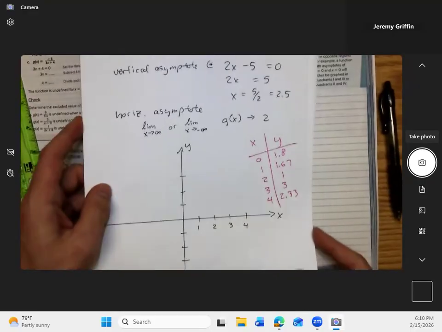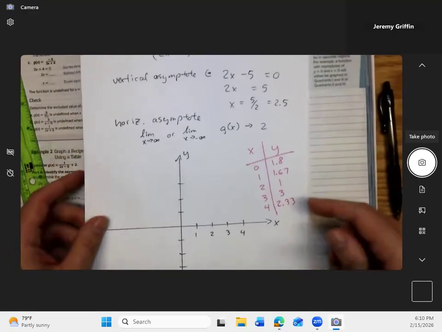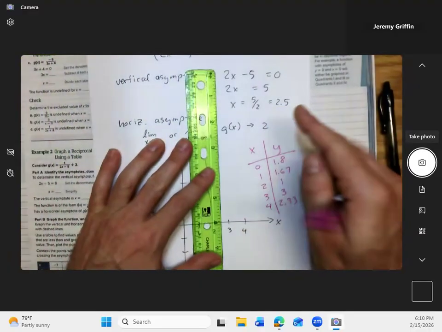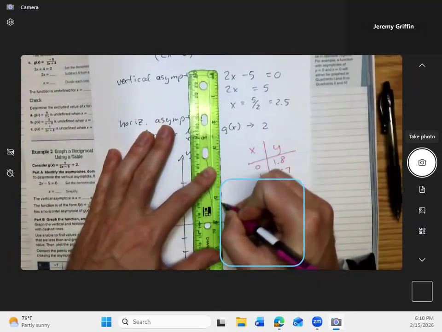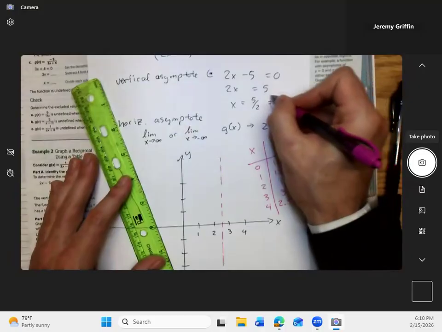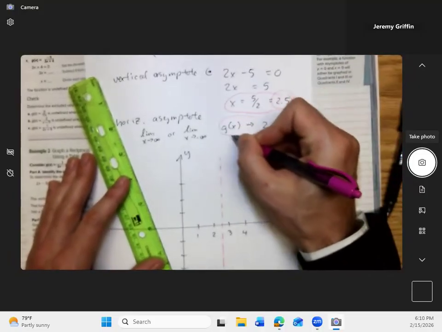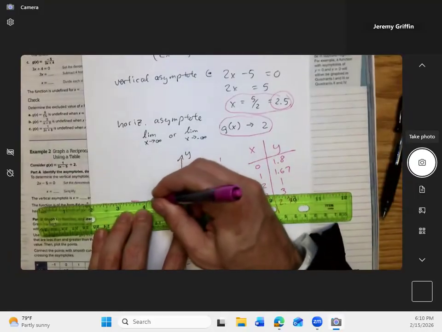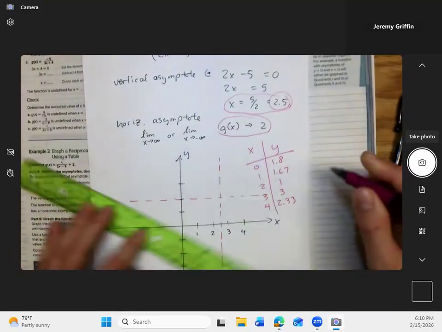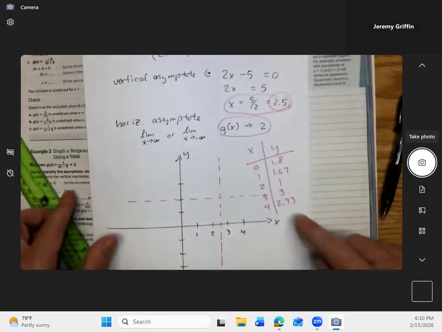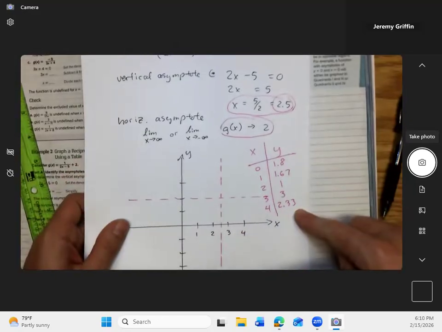these points and see if anything's emerging out of this. Okay. And so I know vertical asymptote at x is 2.5. I'll go ahead and throw that on the board. So there's your vertical asymptote, x is 2.5. Here's your horizontal asymptote, y equals 2, or this whole thing's going to eventually approach 2. Okay. This kind of divides my graph into these different regions. And let's plot these 5 points, see what happens.